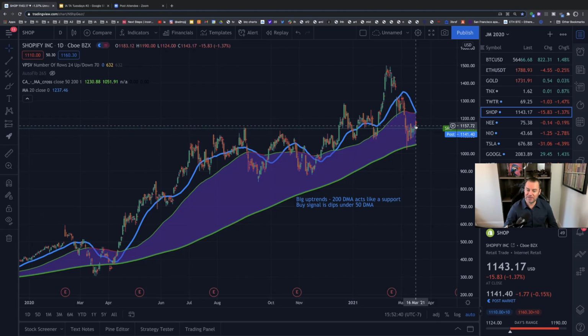Now, Shopify is still weak. I see it going back above 1400. And so just stay tuned for that. And again, watch that 20-day too. The 20-day is about to cross the 50-day. And that's, as we said before, another buy signal.